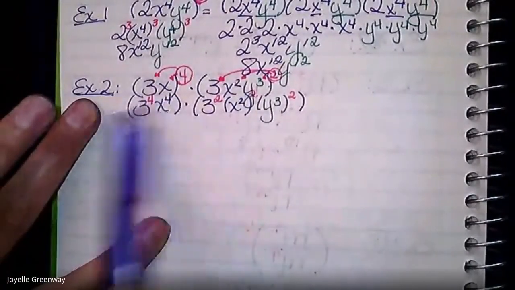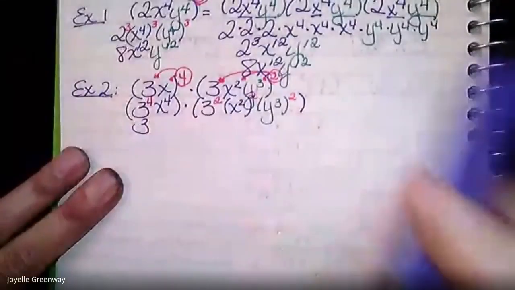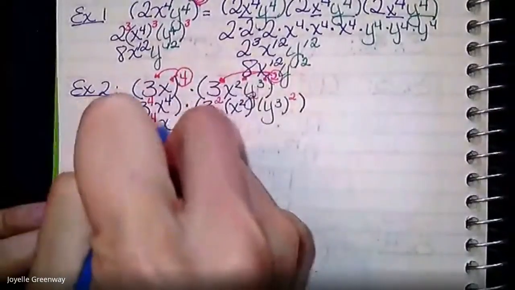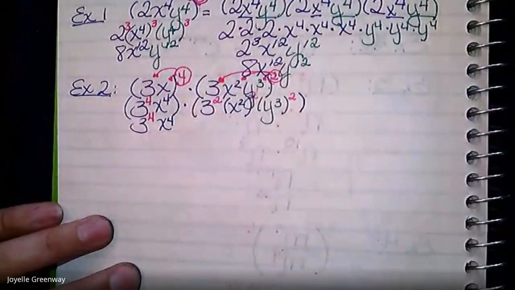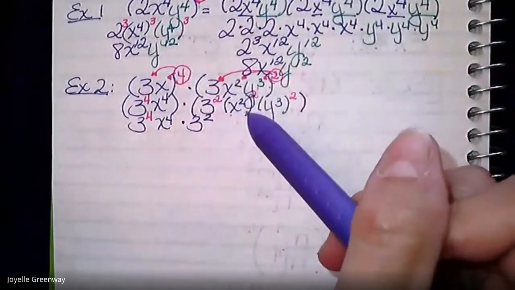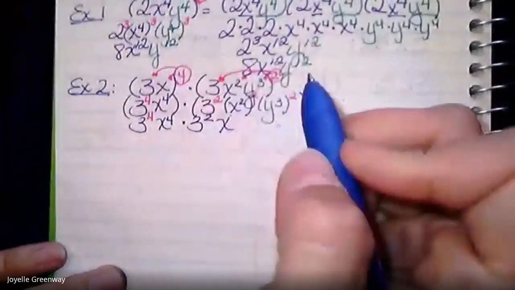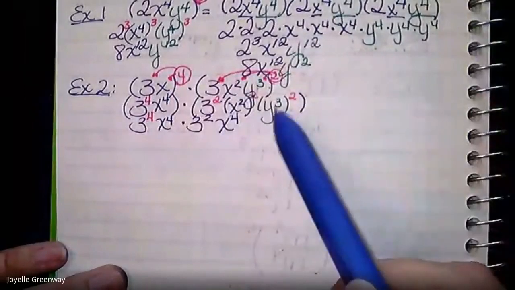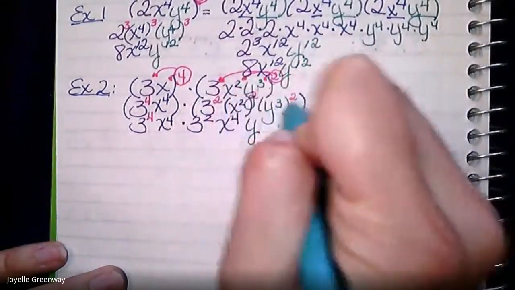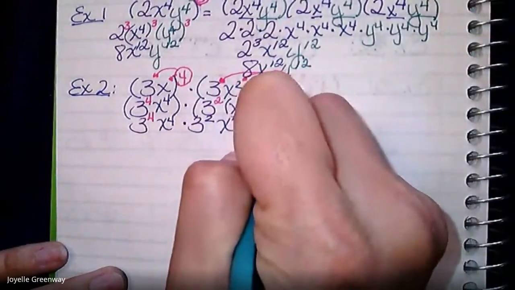Okay. Let's clean that up a little bit more. So I can't clean this one up, right? But I can clean this up. So I still have 3 to the 4th, x to the 4th. And I'm still going to multiply that by 3 squared. Now, x squared squared, I have a power to a power. So that's x to the 4th. And then y cubed squared, that's a power to a power. So I multiply 3 times 2. So y to the 3 times 2, which is 6.